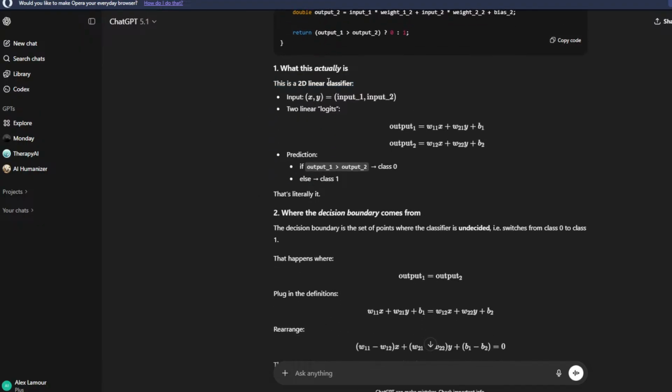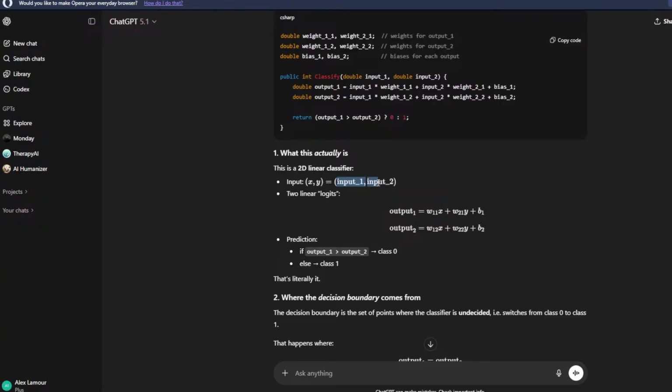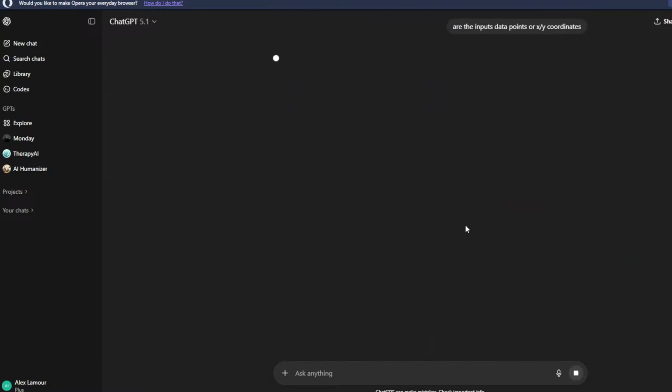So input x, y equals input 1, input 2. Two linear logics. Because you're saying input x and y is really, is this the data point or is it the x and y coordinates, right? I'm leaning towards the data points, because then on output 1, you have input 1 with weight 1,1, plus input 2 with weight 2,1, plus bias. Let's try that again.